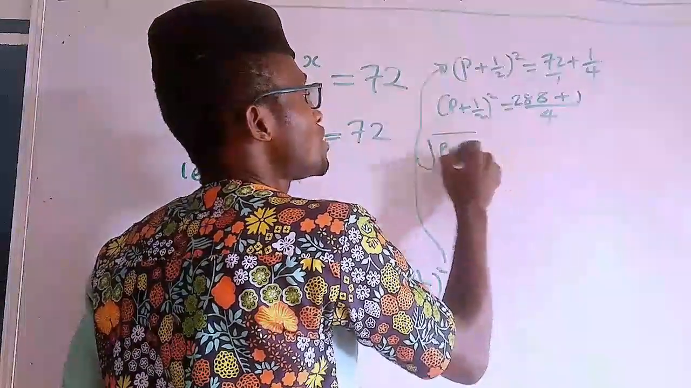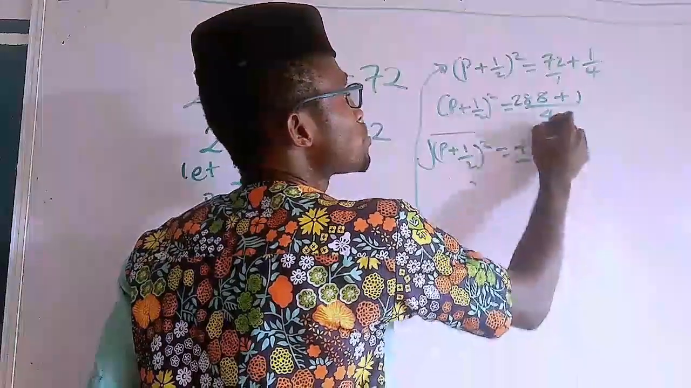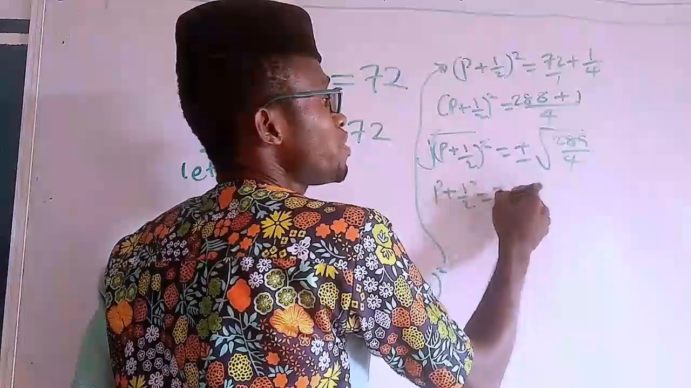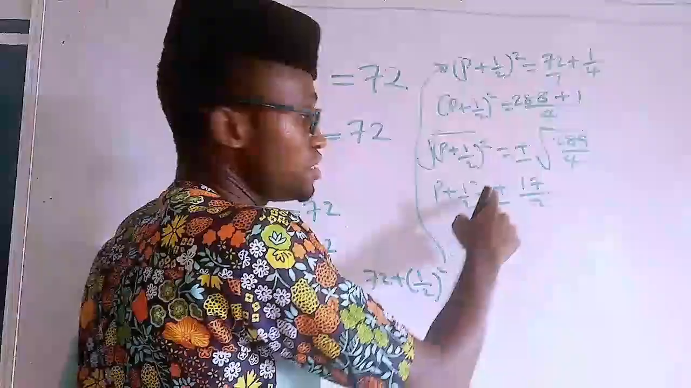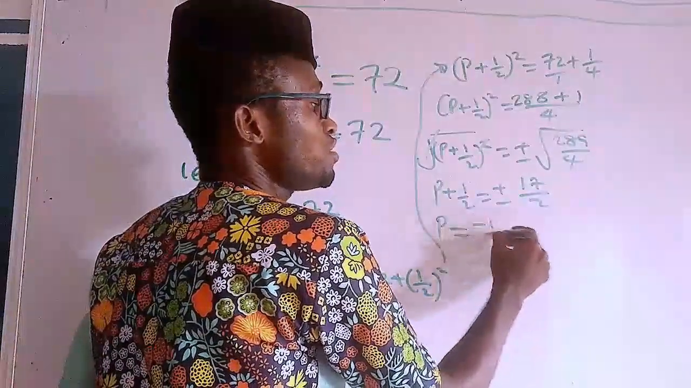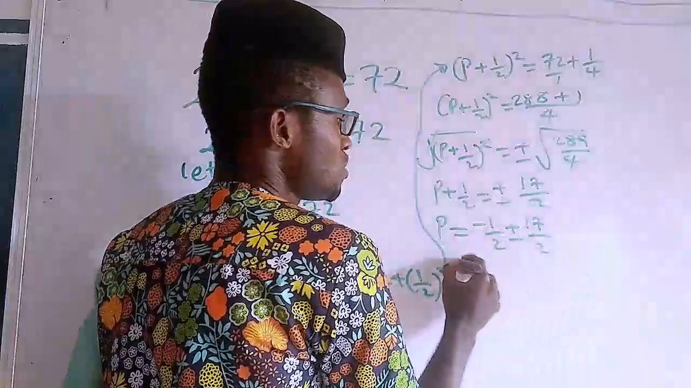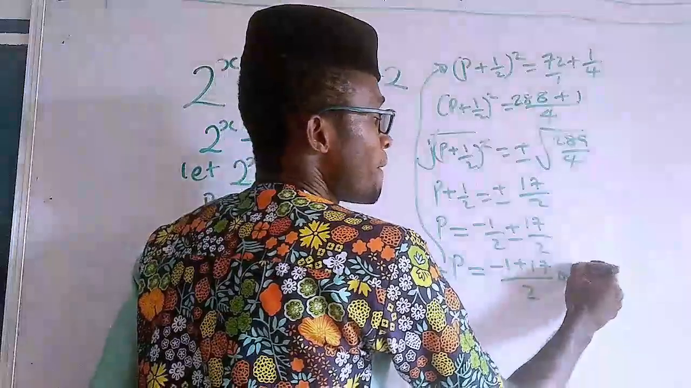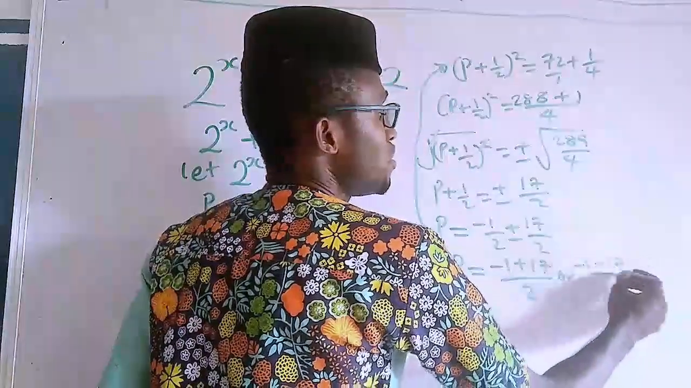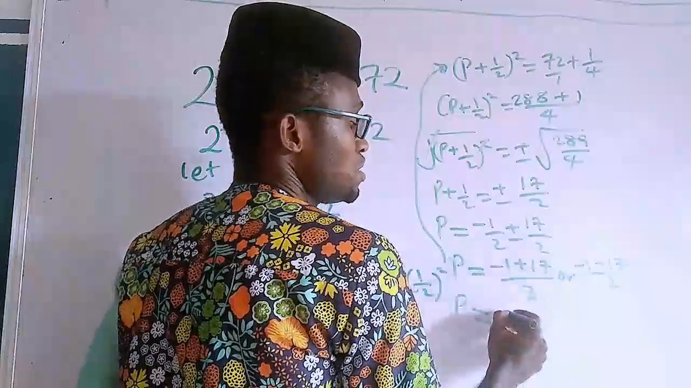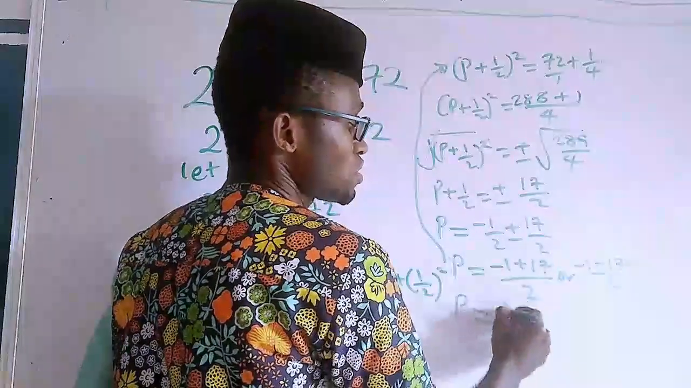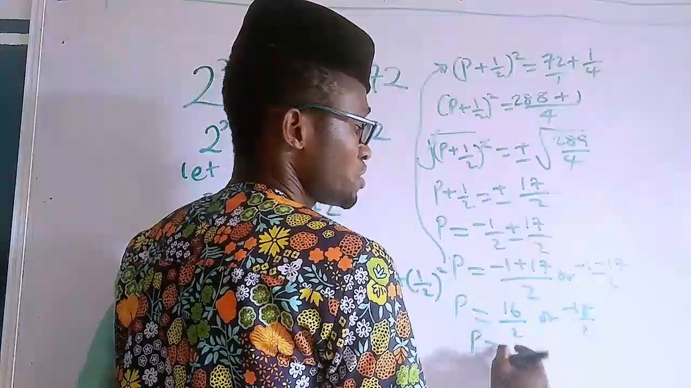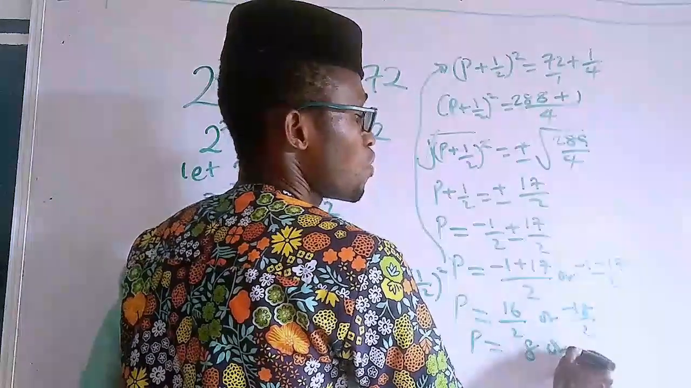So p plus 1 over 2, squared, equals plus or minus the square root of 289 times 1 over 4. The square cancels the square root. So p plus a half equals plus or minus 17 over 2. Take this to the other side. So p equals minus a half plus or minus 17 over 2. So p equals minus 1 plus 17 over 2, or minus 1 minus 17 over 2. This gives us 16 over 2 or minus 18 over 2. So p is 8 or minus 9.